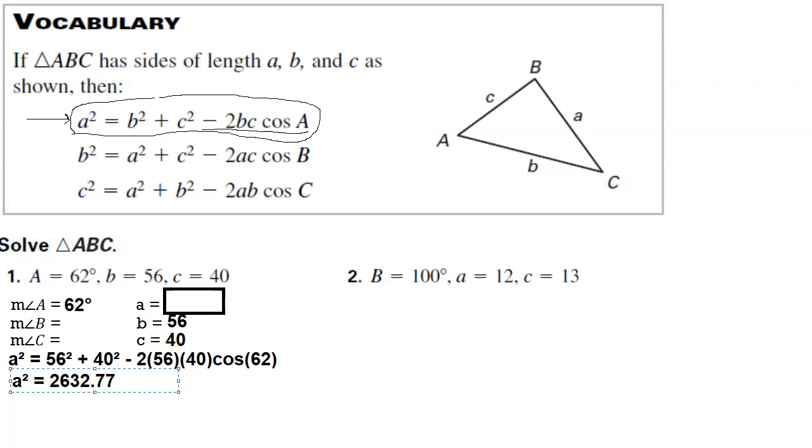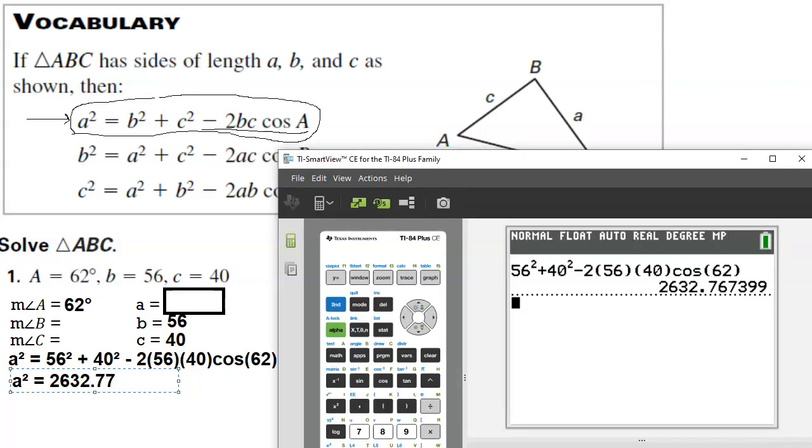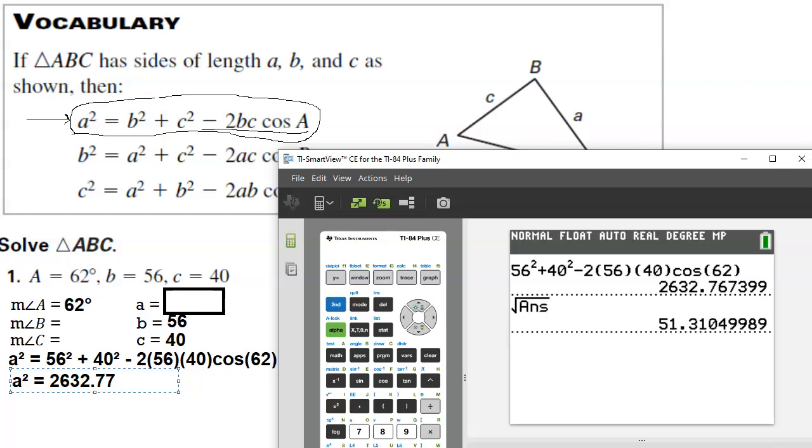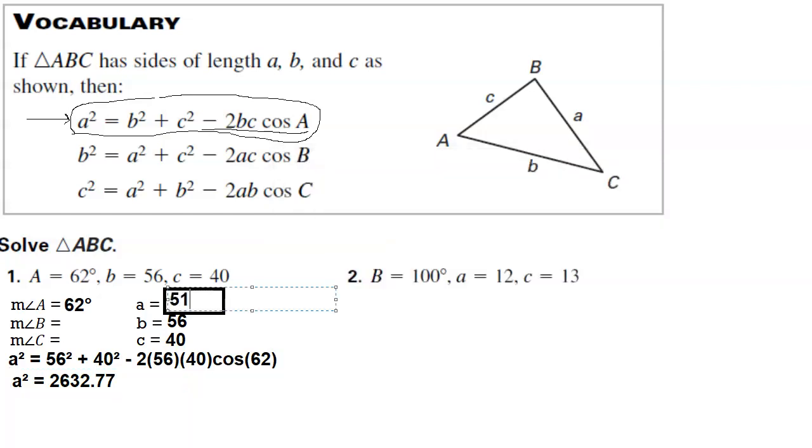So 2632.77. Now that's not actually the side length we're looking for, obviously, because if that was the side length we were looking for, then that would be really, really big. So we need to take the square root of that because what we had on our formula was a squared. So we're going to do the square root of the answer, and we are going to get 51.31. There you go.